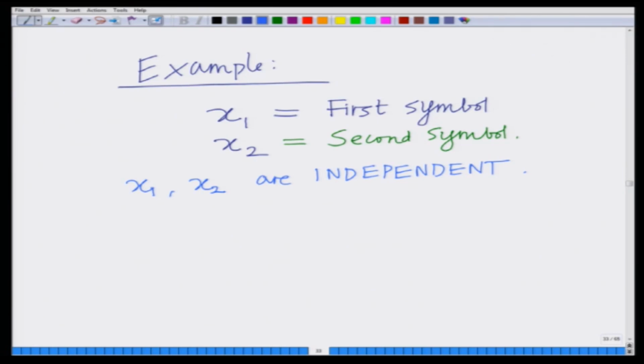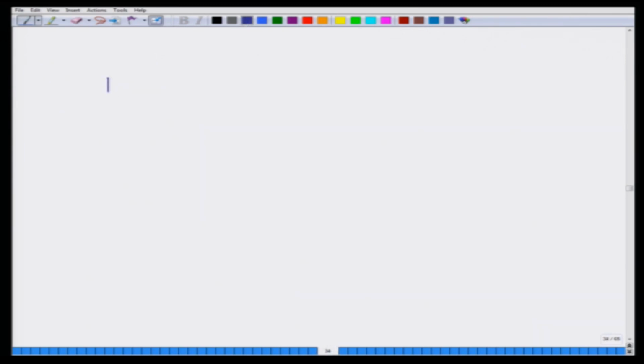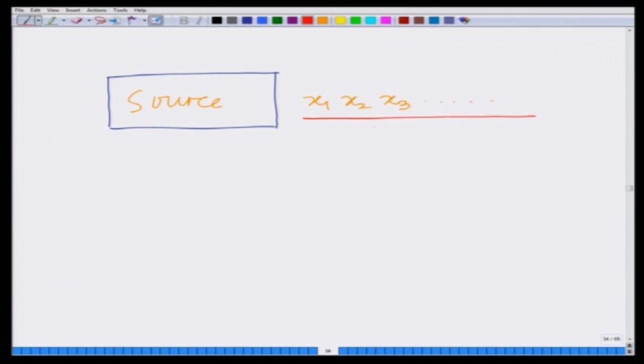In fact, to extend this analogy further, we can consider a source S, and frequently this is the case, that is generating the symbols x1, x2, x3 and so on. So, the source is generating various symbols.